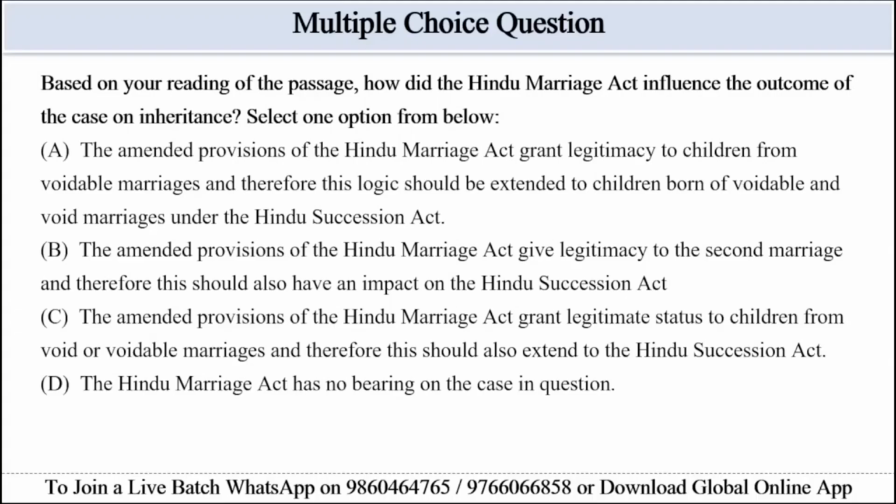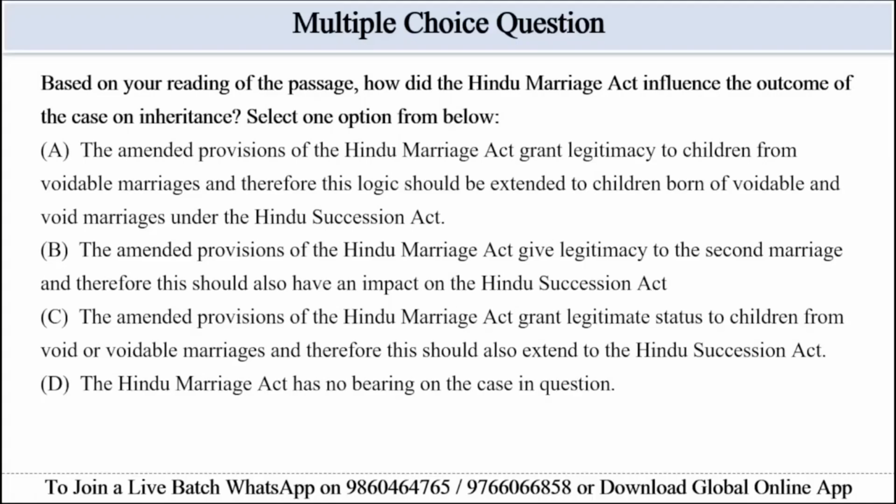the Hindu Succession Act. So option A, the amended provisions of the Hindu Marriage Act grant legitimacy to children from voidable marriages, and therefore this logic should be extended to children born of voidable and void marriages under the Hindu Succession Act. This one is incorrect as it includes void marriages as well. In case of option B, the amended provision of the Hindu Marriage Act gives legitimacy to the second marriage, and therefore this should also have an impact on the Hindu Succession Act. So the marriage itself is not legitimized, but children are given legitimacy for inheritance.